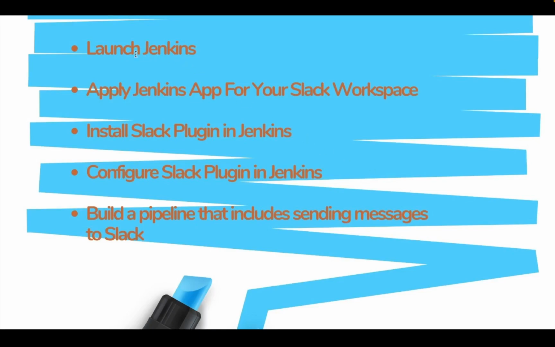We will launch Jenkins in a Docker container. We will apply a Jenkins app for the Slack workspace. We will install the Slack plugin in Jenkins. We will then continue and configure the Slack plugin in Jenkins. Then in the final step, we will build a pipeline that includes sending messages to Slack.